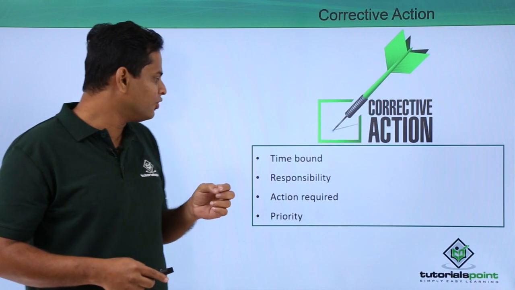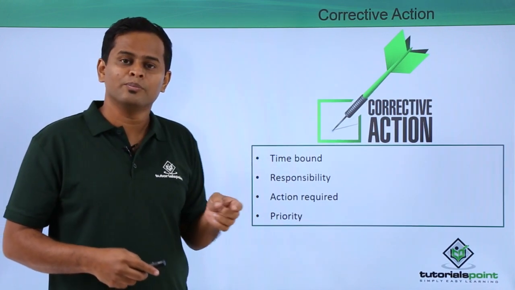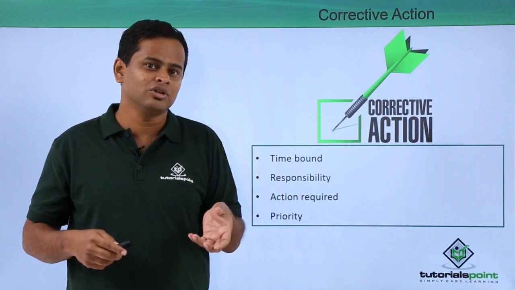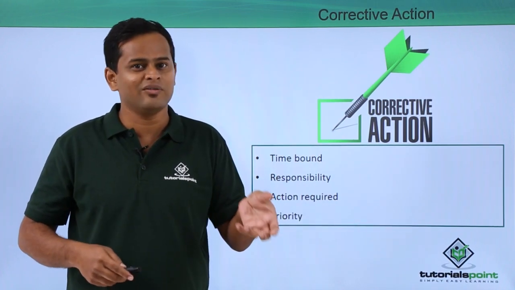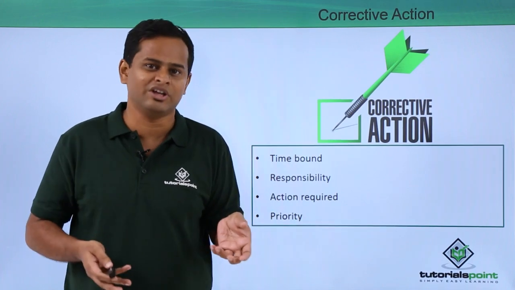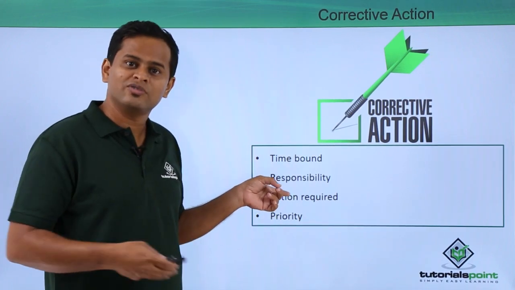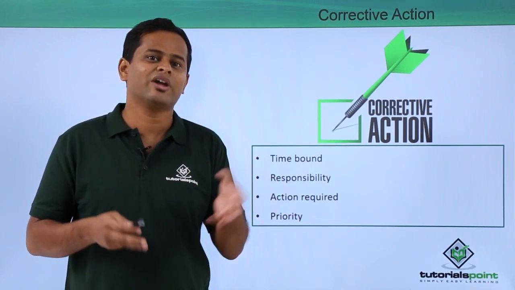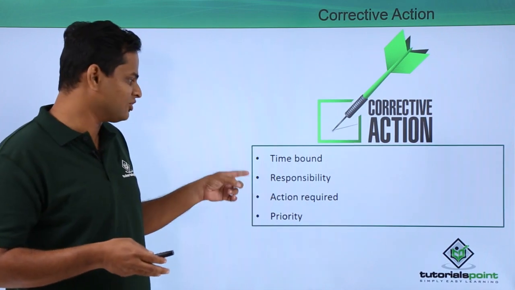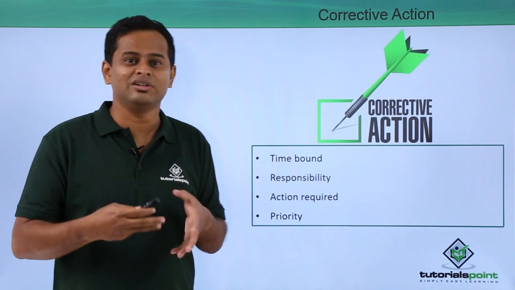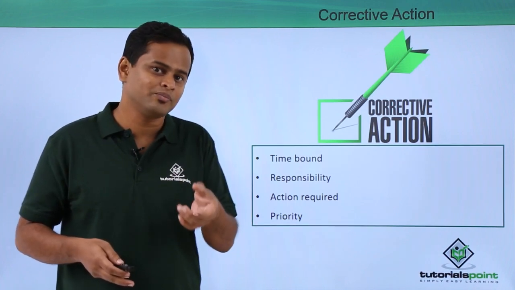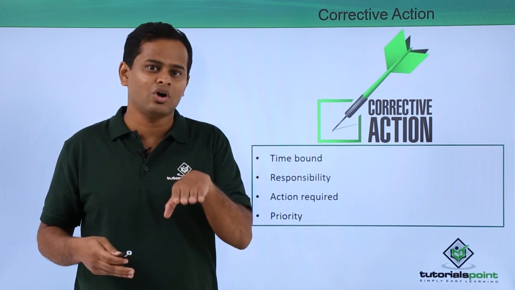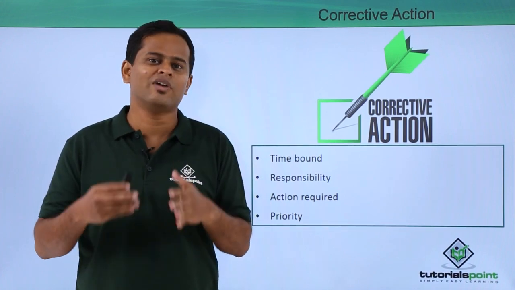From the corrective action point of view, it has to be time bound. That means by what time this action is going to be done so that the gap, the 2% we are having, is not going to be there. Who will be responsible for that? Meaning, who is the finally accountable person? Who is going to get the things done? What is the action that is really needed to address that gap? And what is the priority to take that action? Is it a low priority action or a high priority action? This needs to be very, very clear.